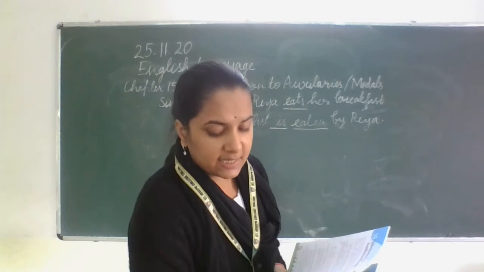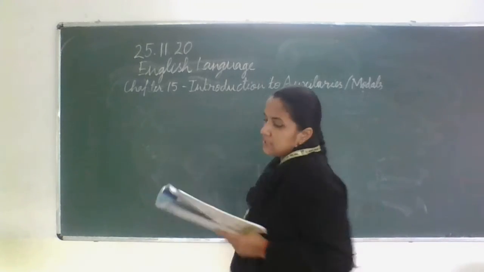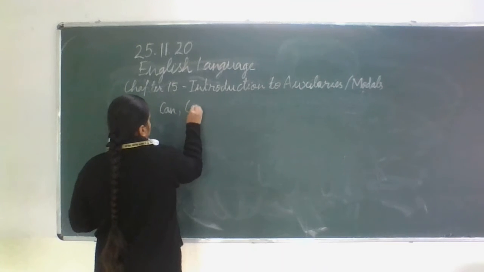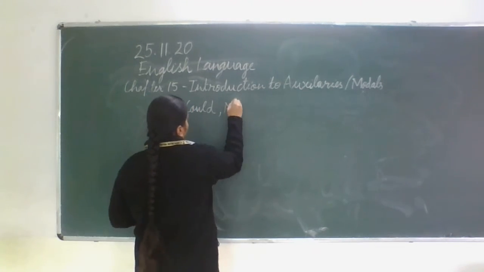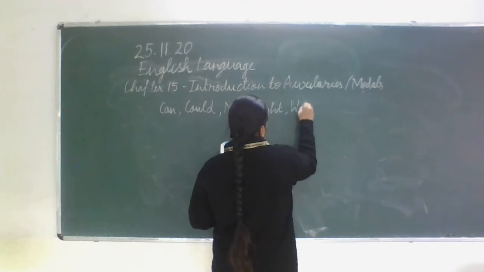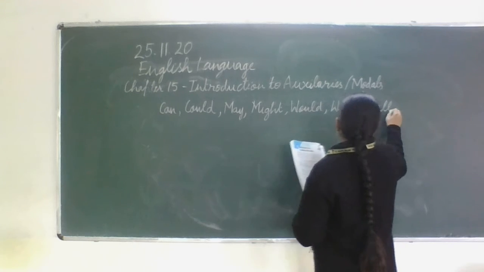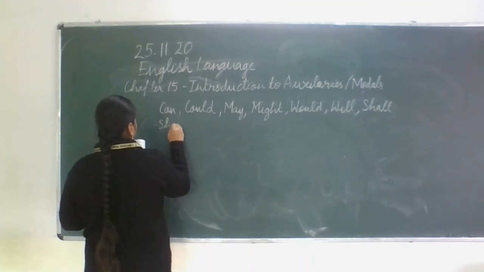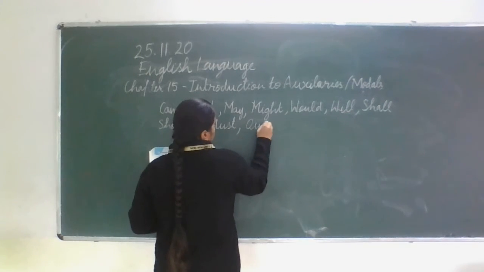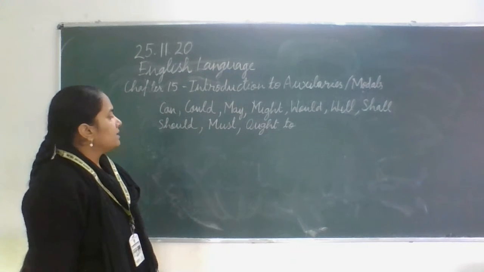But apart from the tenses, there are some other helping verbs also, or auxiliary verbs, such as can, would, may, might, would, will, shall, should, must, ought to. These are other forms of verb.